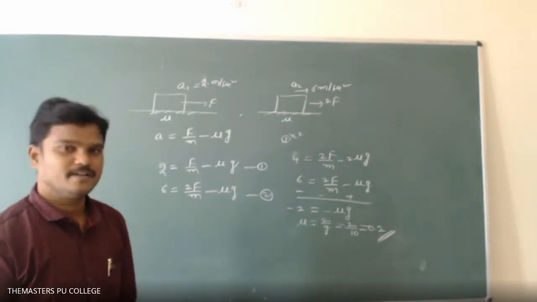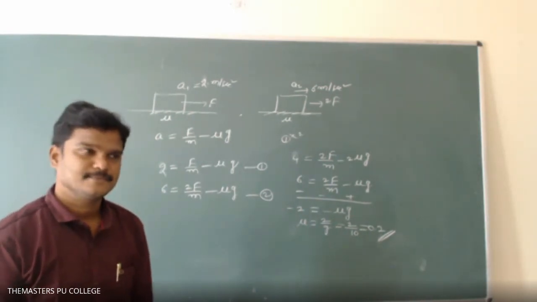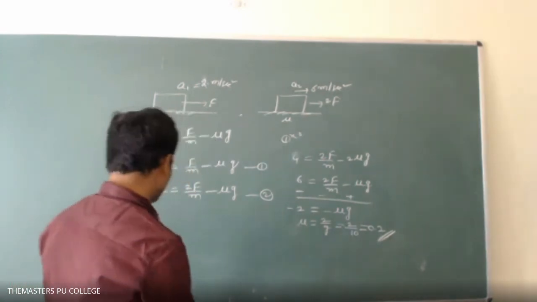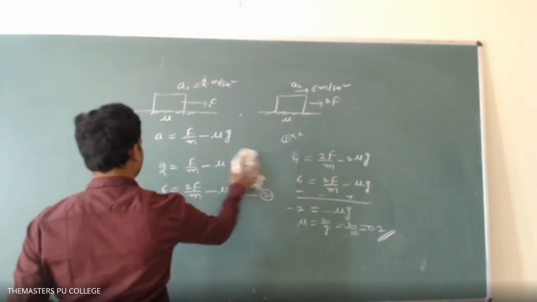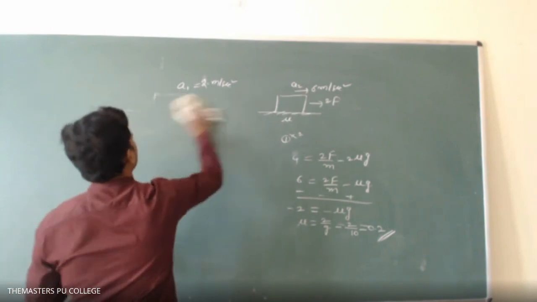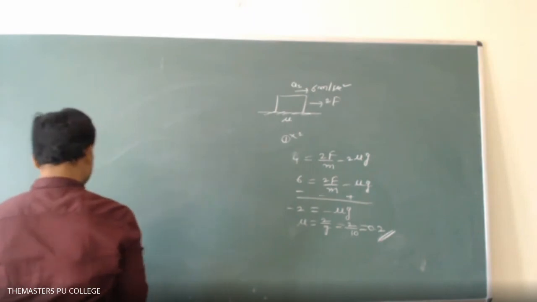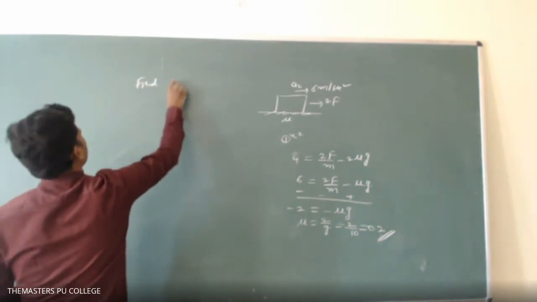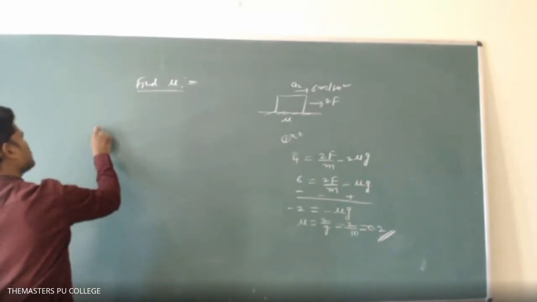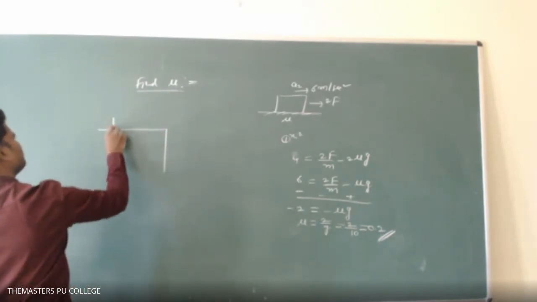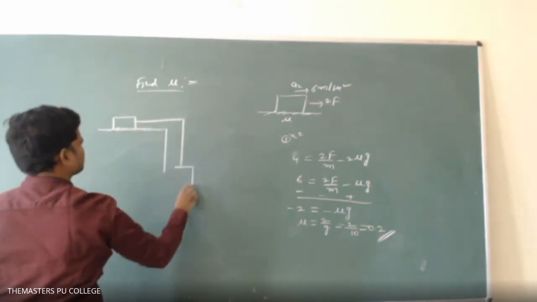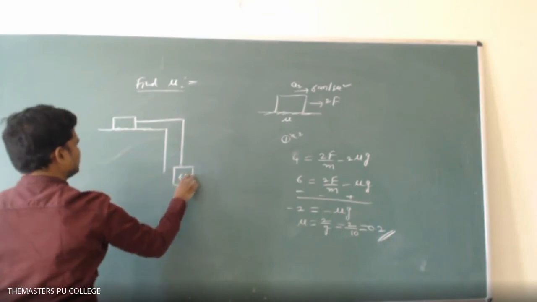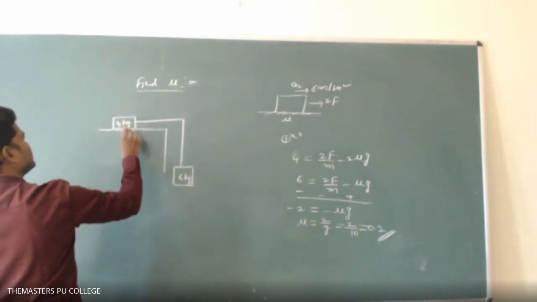Shall I continue with one more problem or is it enough? Shall I try one more? Yes, sir. Okay, then write it now. Find mu as shown in the figure. Because you are writing too many words, let us avoid it. Find mu. If you want stories I can add them, but no need. Find mu. This is 6 kg, 4 kg.